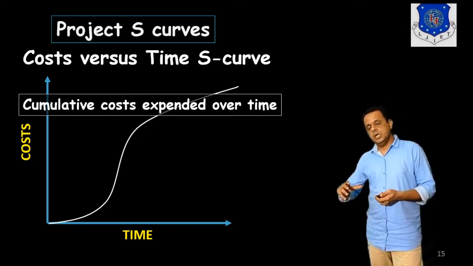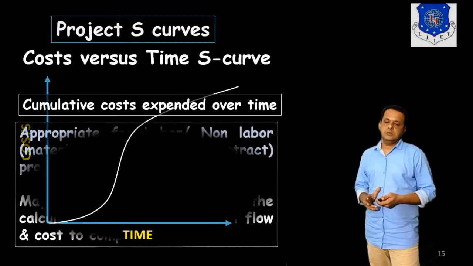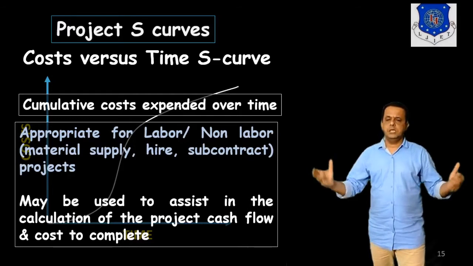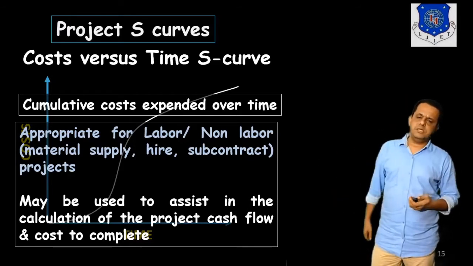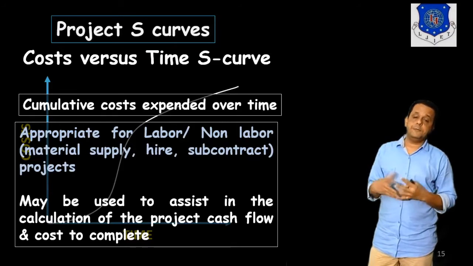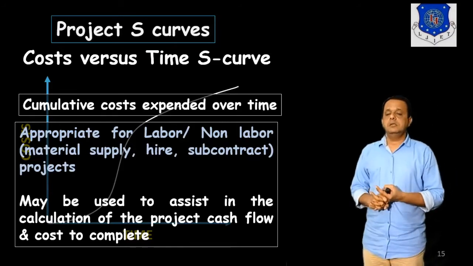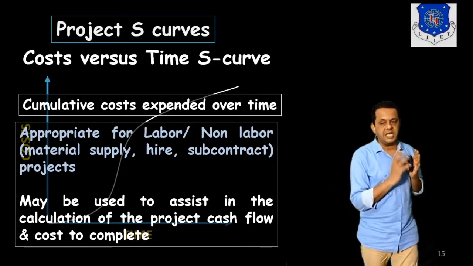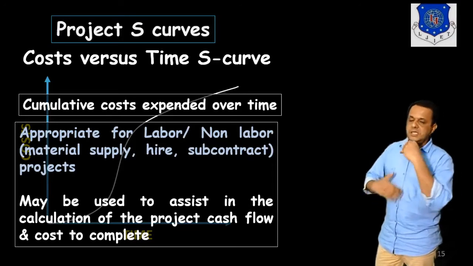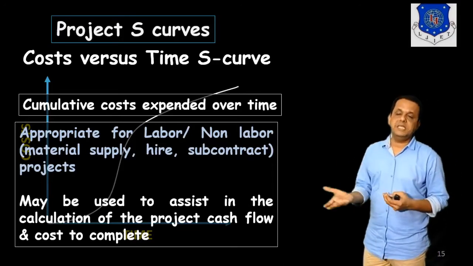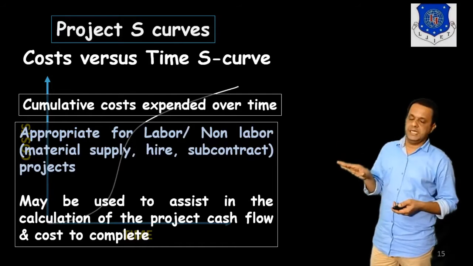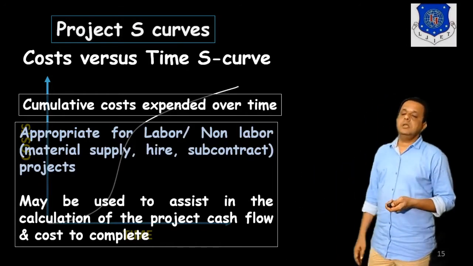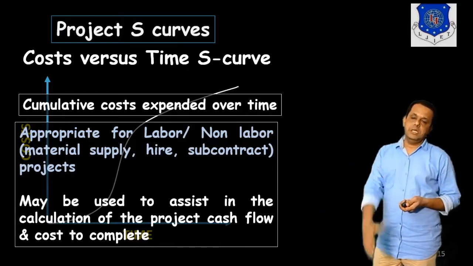So it will tell you, over time, how the spending is spread and what the expansion is. Labor and non-labor type industries can use it, where material supply, hiring and subcontract type activities are done, and it will be useful for calculations on the project cash flow and the final cost to complete the project. Whatever is decided will be the ideal one, but what will actually be the cost to complete, this S-curve will tell you.